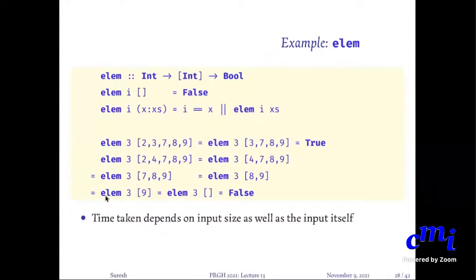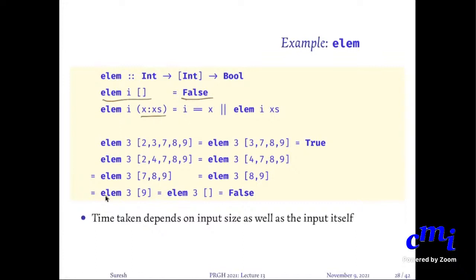Here is another example. This is asking whether x is an element of x's. So you want to check whether x is an element of a list. Elem x of empty list is false. Elem x of y colon y's is nothing but check whether x equals y or elem x y's. So for instance, you want to check whether 3 is an element of 2 3 7 8 9. You will make a recursive call. 3 is not equal to 2, so you will make the recursive call elem 3 of 3 7 8 9. But 3 is equal to 3, so you can stop.